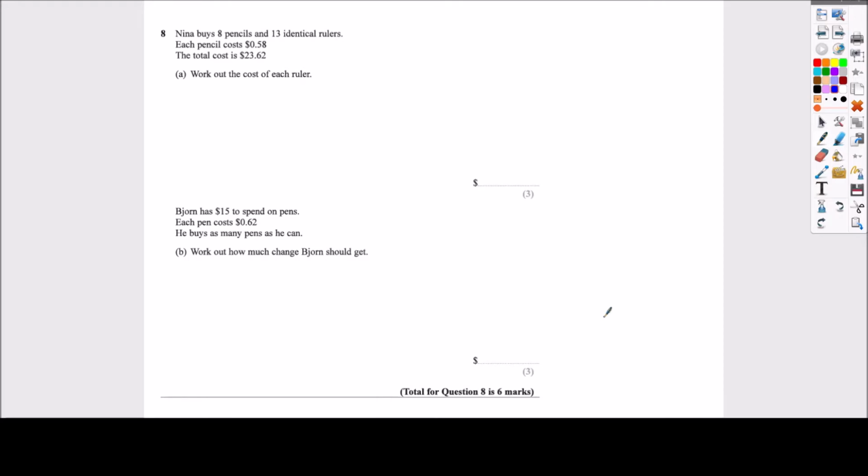Question 8a. So Nina buys 8 pencils, 13 identical rulers. Each pencil costs that, and we've got a total. Right. So how much does she spend on pencils? She spends 8 times $0.58. So 8 times 0.58. 8 times 0.58 is 4.64.